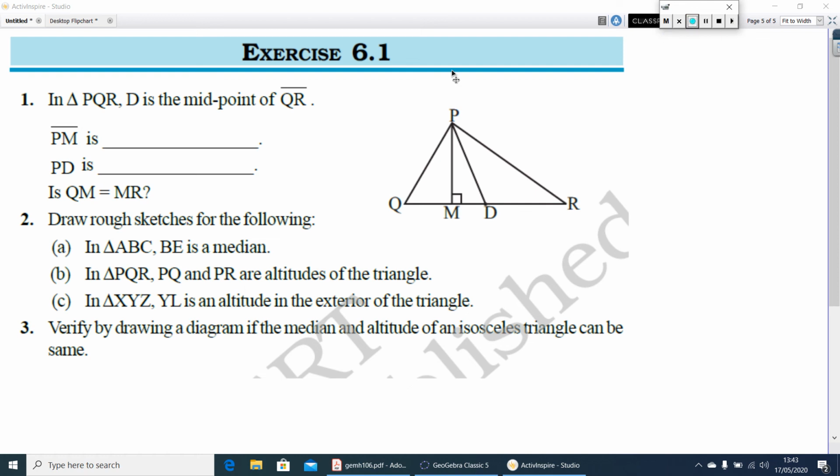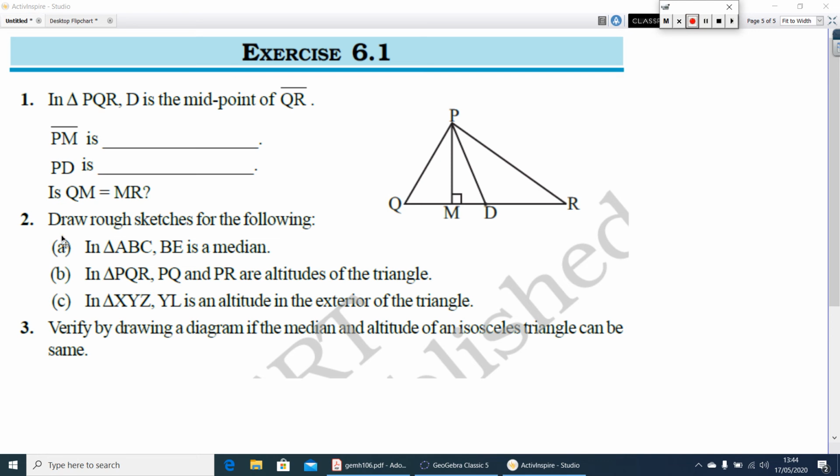Here is the exercise 6.1. In triangle PQR, D is the midpoint of QR. Then what is PM? PM is the perpendicular, so it is an altitude. What is PD? PD is the line segment joining the vertex to the midpoint of the opposite side. Are QM and MR equal? Obviously it is not.